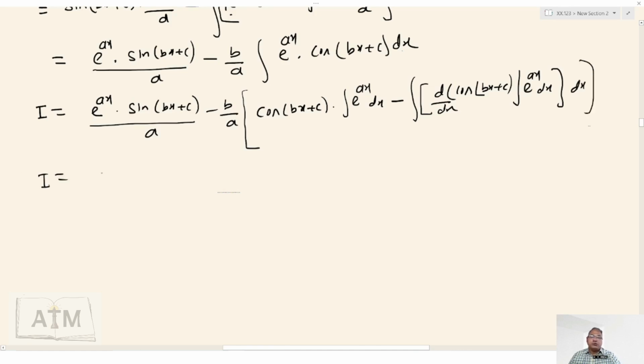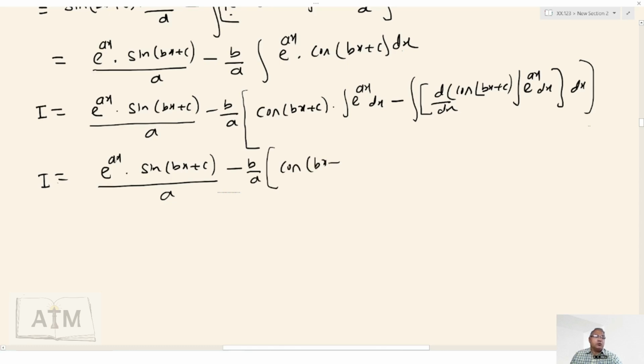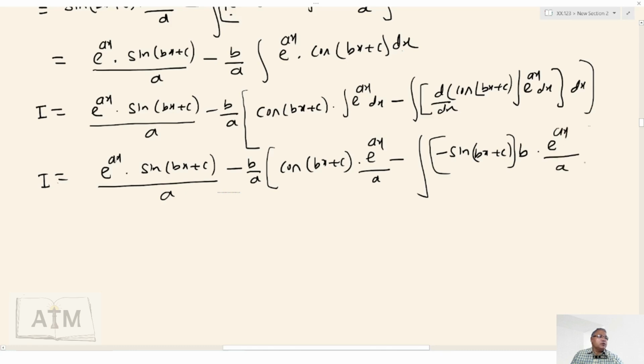So I equals e^(ax) sin(bx+c)/a minus b/a cos(bx+c) times e^(ax)/a minus integration, here is a minus, derivative of cos is minus, so minus sin(bx+c) multiplied by b, and integration of e^(ax) is e^(ax)/a, bracket closed, with respect to x.